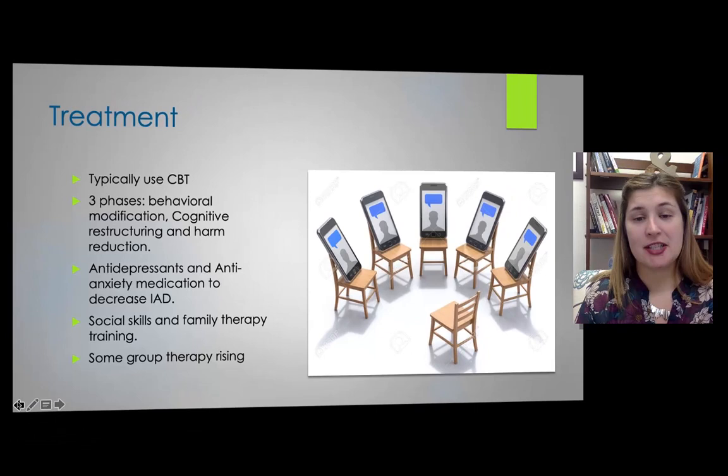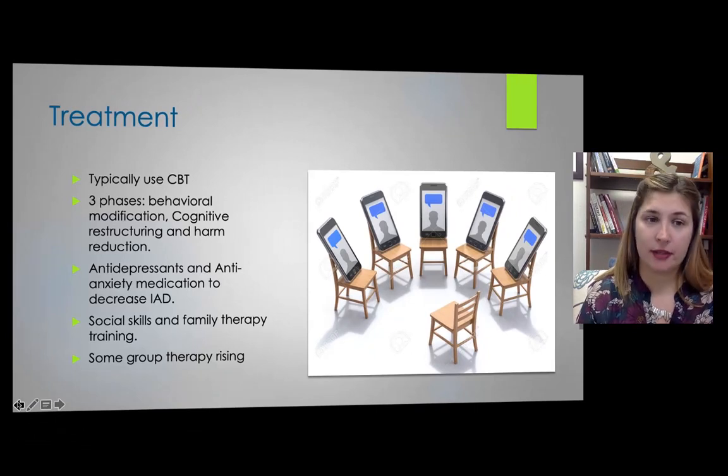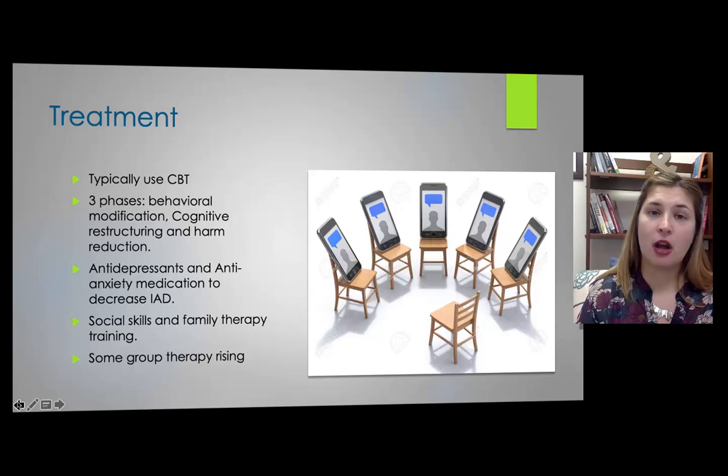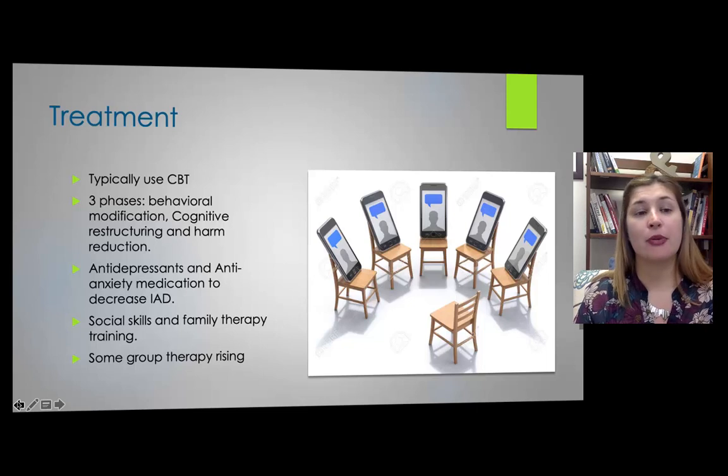Again, treatment can be very similar to substance use disorders, but typically cognitive behavioral therapy is what is used. The main things they like to focus on with cognitive behavioral therapy when it comes to addiction are 1, behavioral modification, 2, cognitive restructuring, and 3, a harm reduction approach. So maybe not eliminating the internet altogether, but trying to reduce the harm of the internet use.